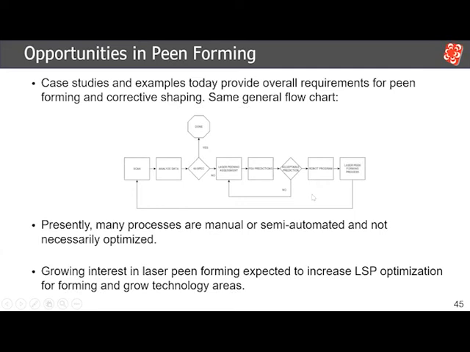The biggest weakness with this at the moment is that these are manual or potentially semi-automated processes for a lot of this correction. So there's not a lot of optimization that's been done at the moment, at least specific to a broad industry of laser peening treatments. So I think with the continued growth in laser peen forming, we're going to start to see a lot of additional implementation of technologies in solving these problems that we're running into.